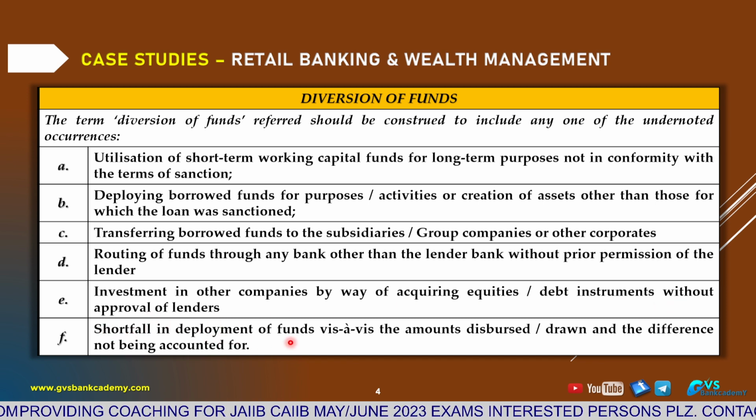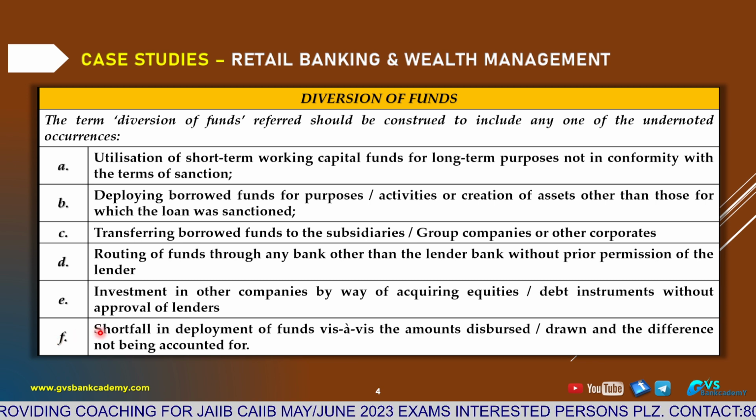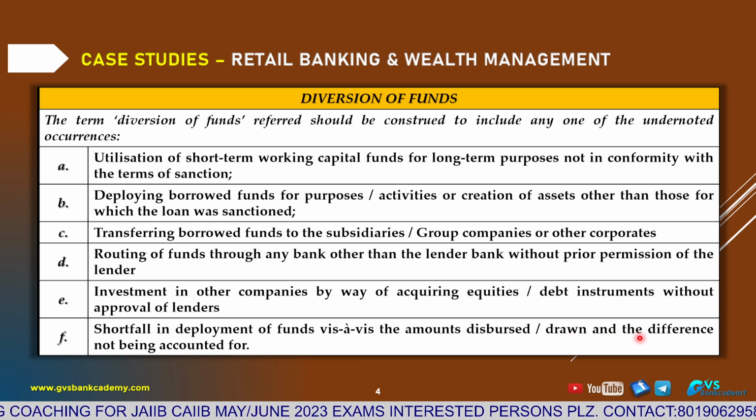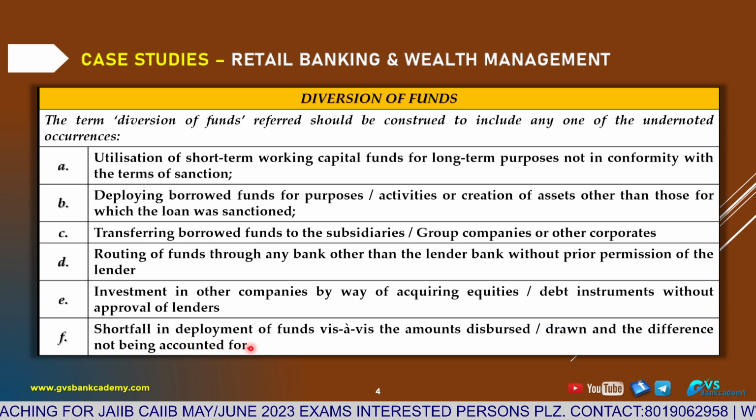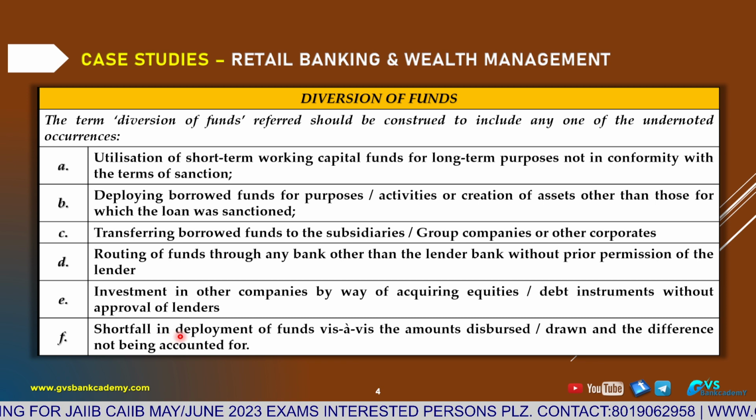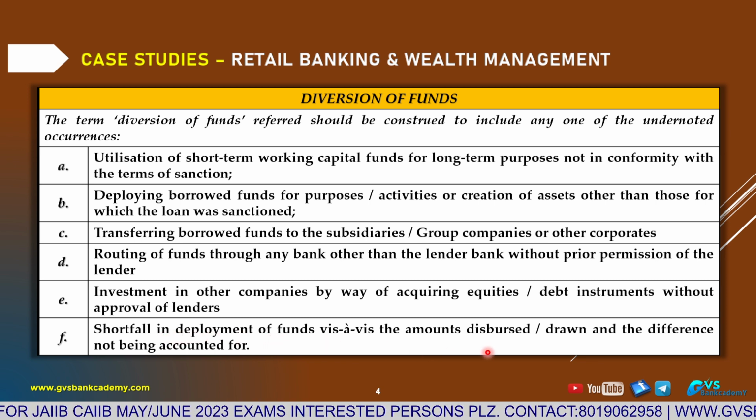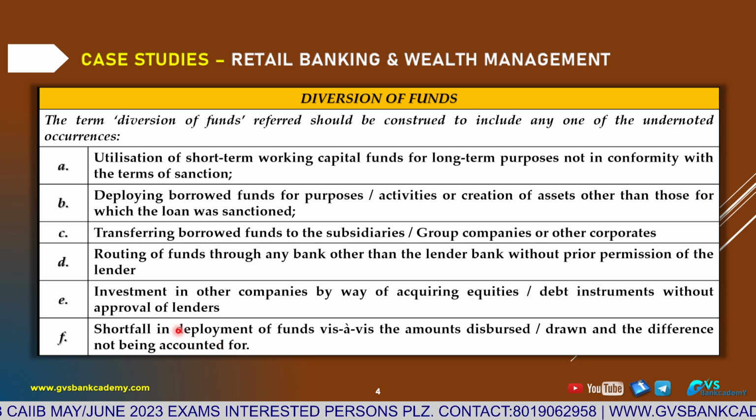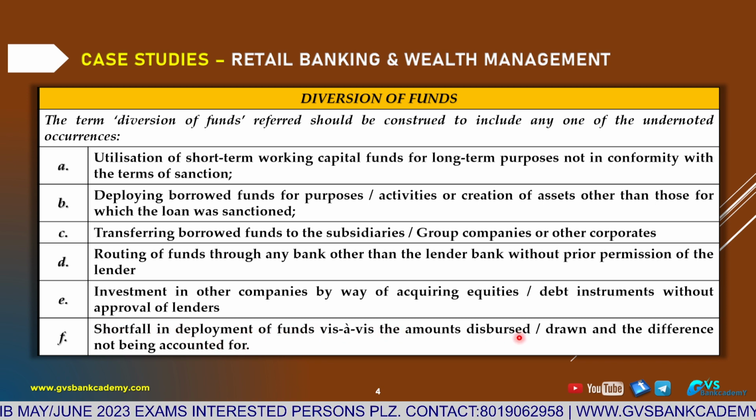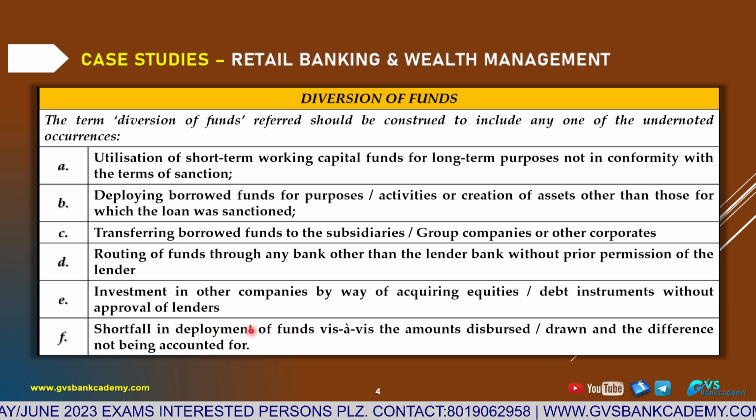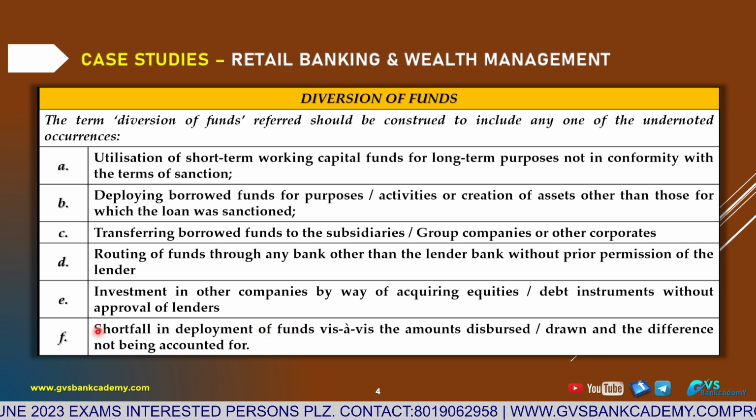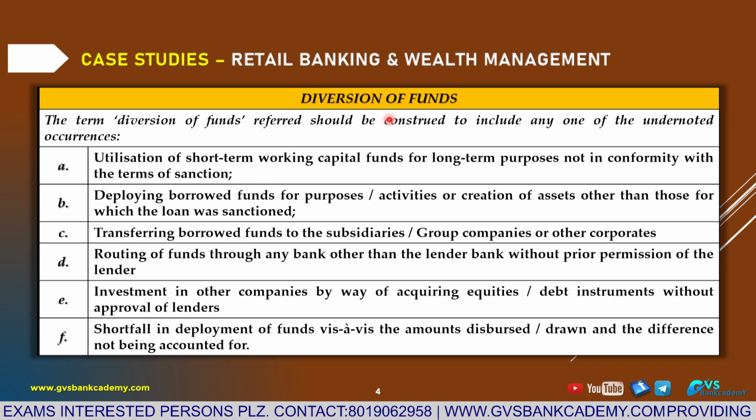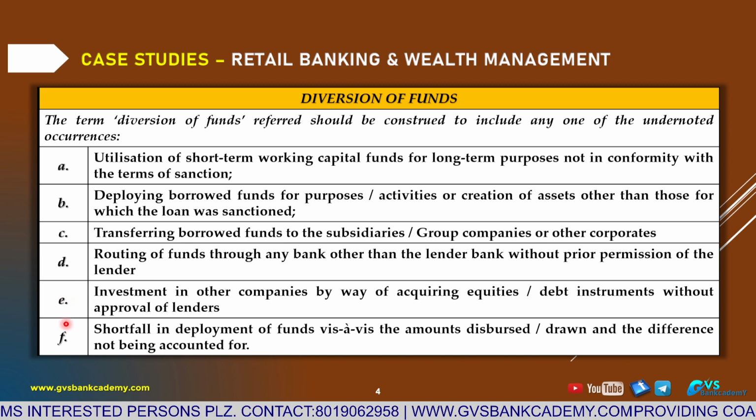F. Shortfall in deployment of funds. The amount disbursed or drawn, the difference not being accounted for. At the time of deployment, the amount disbursed or drawn, the difference not being accounted for, means margin infusion as per the terms of sanction has not taken place. That is the shortfall in deployment of funds by the borrower. A to F are the diversion of funds.